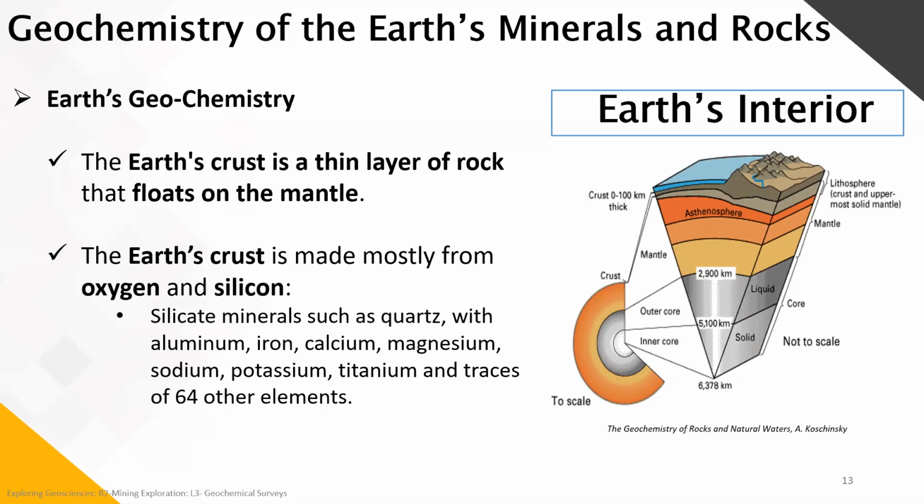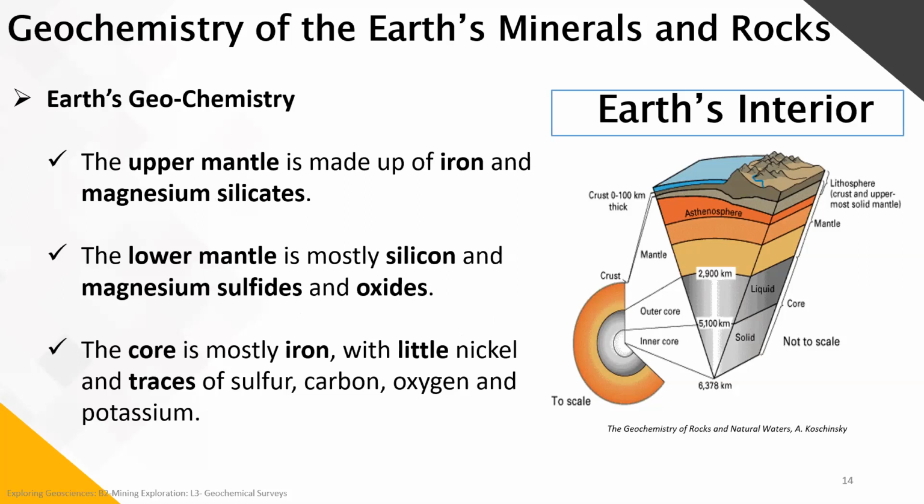The Earth's crust is a thin layer of rock that floats on the mantle. The Earth's crust is made mostly of oxygen and silicon and contains silicate minerals such as quartz, aluminum, iron, calcium, magnesium, sodium, potassium, titanium, and traces of 64 other elements.